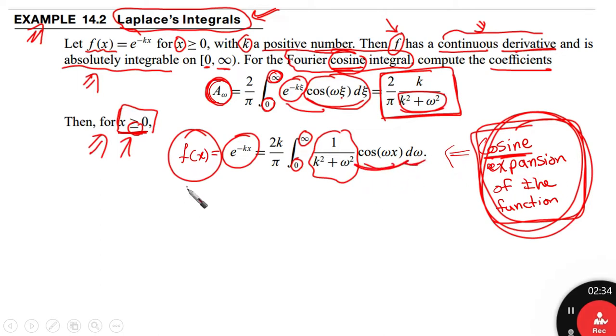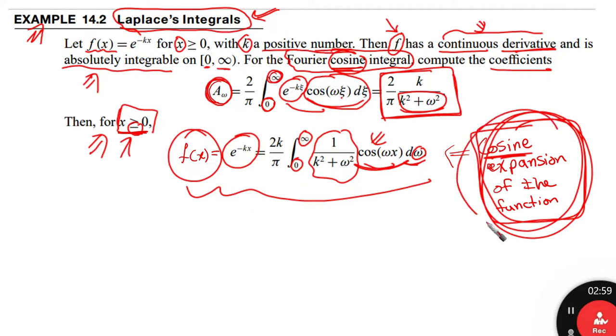So this is our cosine Fourier integral, because it consists of cosine only, and we are using omega. As we said, it is the integration variable instead of the summation index that we used before for the Fourier cosine series. So this is for the cosine series.